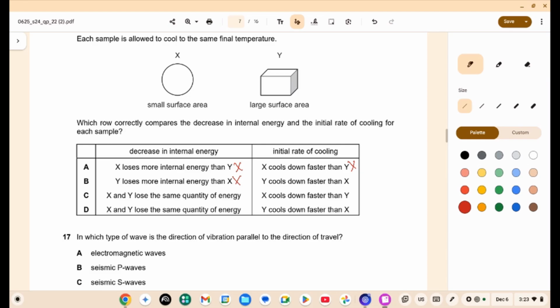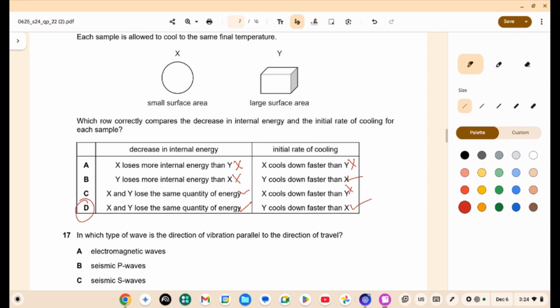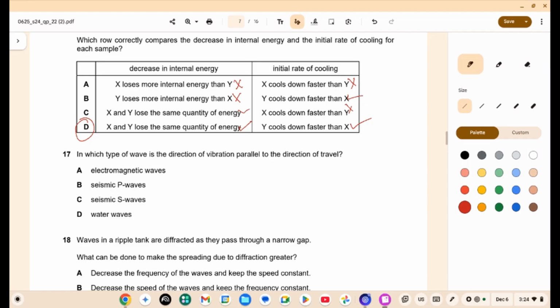Y cools down faster than X. This is correct, but number B is not correct because one part is correct and the other is not. Number C, X and Y lose the same quantity of energy. This is correct, while X cools down faster, but X is small surface area, it will not cool faster. Number D, X and Y lose the same quantity of energy. Yes. Y cools down faster than X because it has large surface area. So the correct answer is number D. They will lose the same quantity of energy, and Y, which has large surface area, will cool down faster.